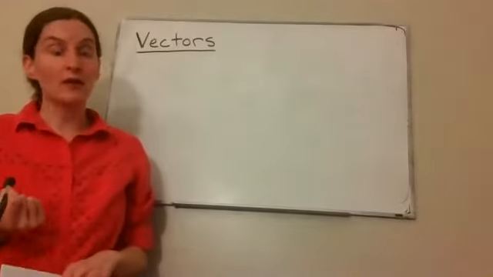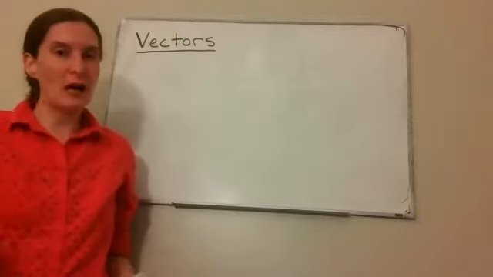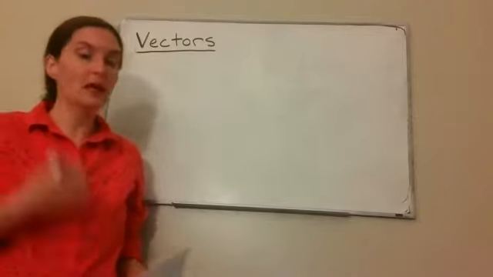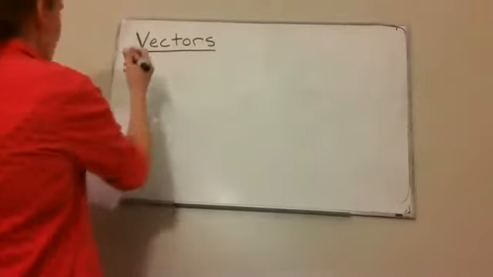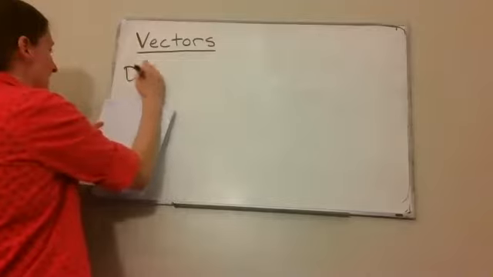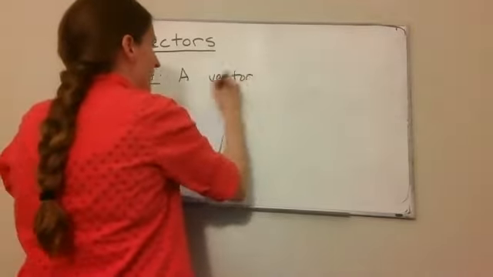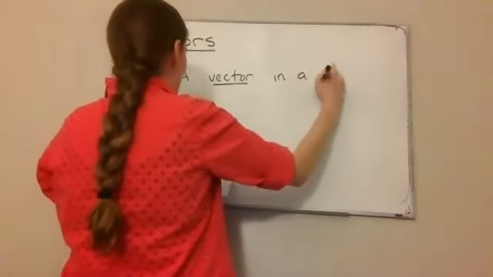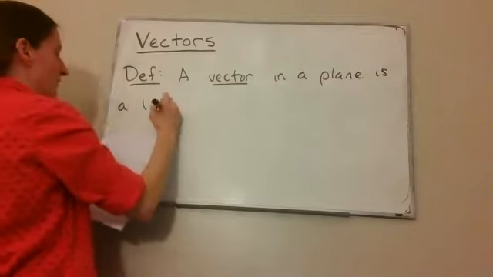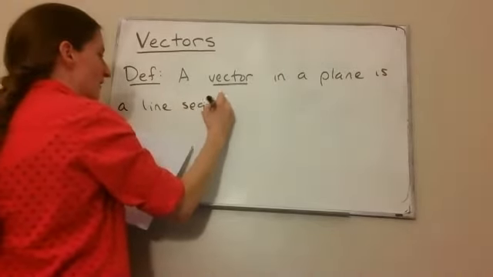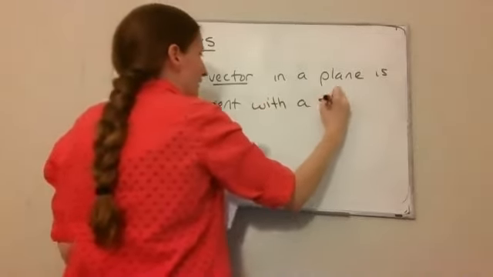In this video, we're going to talk about vectors, what exactly vectors are, and some different operations that we can do with them. So let's start right away with a definition. A definition says that a vector in a plane is a line segment with a specified direction.